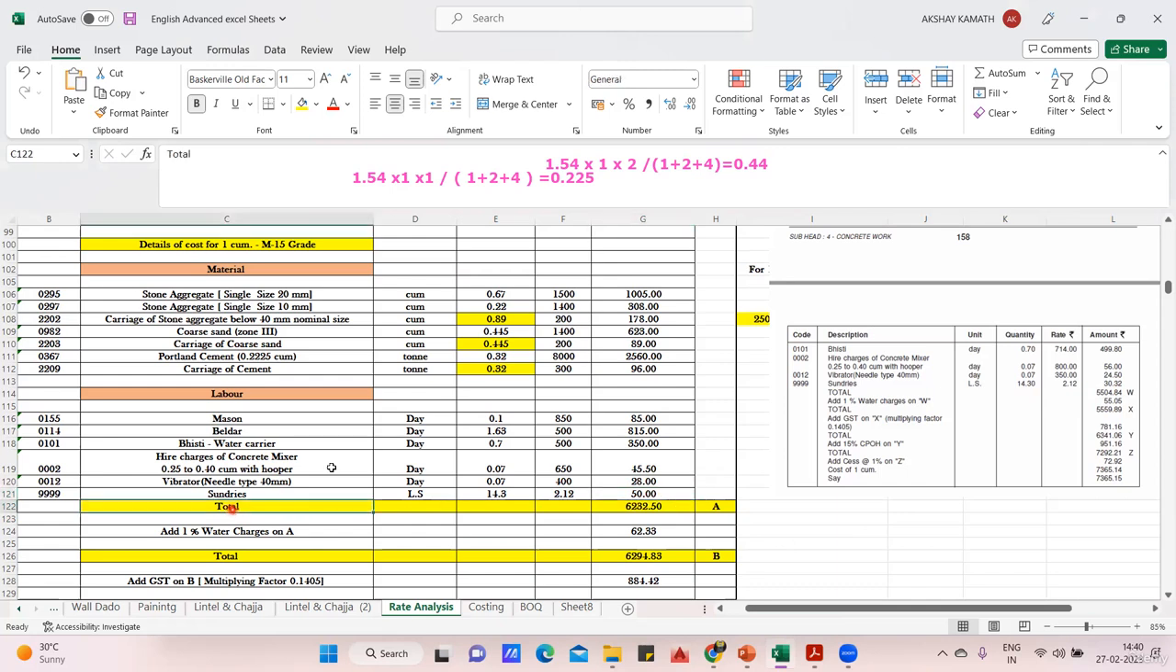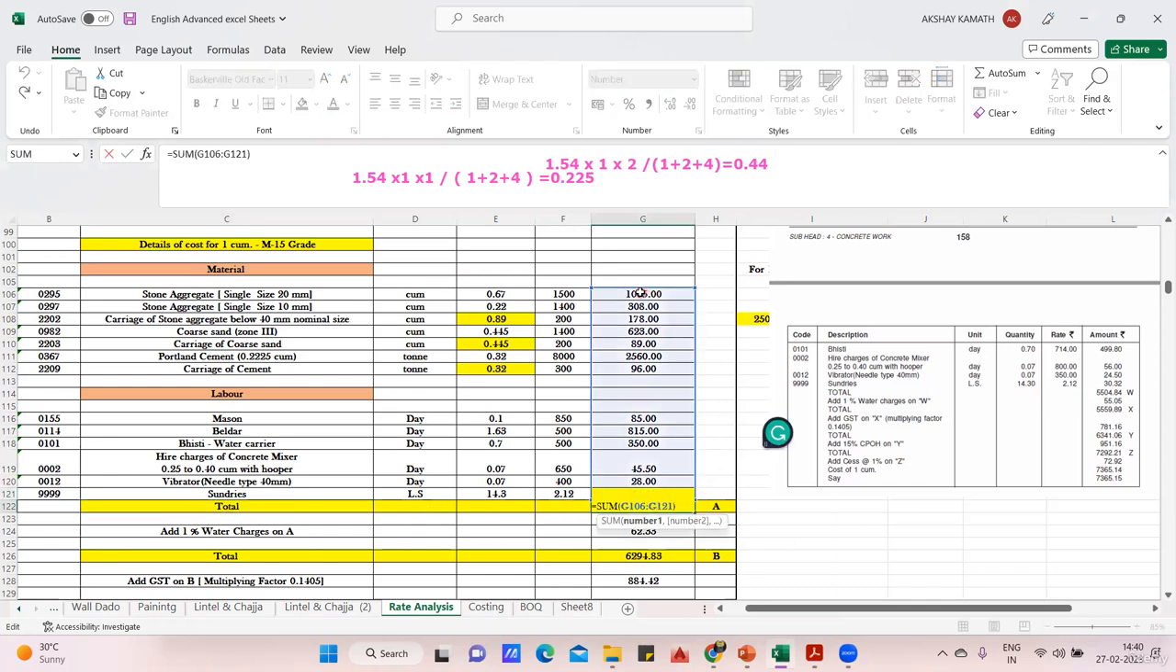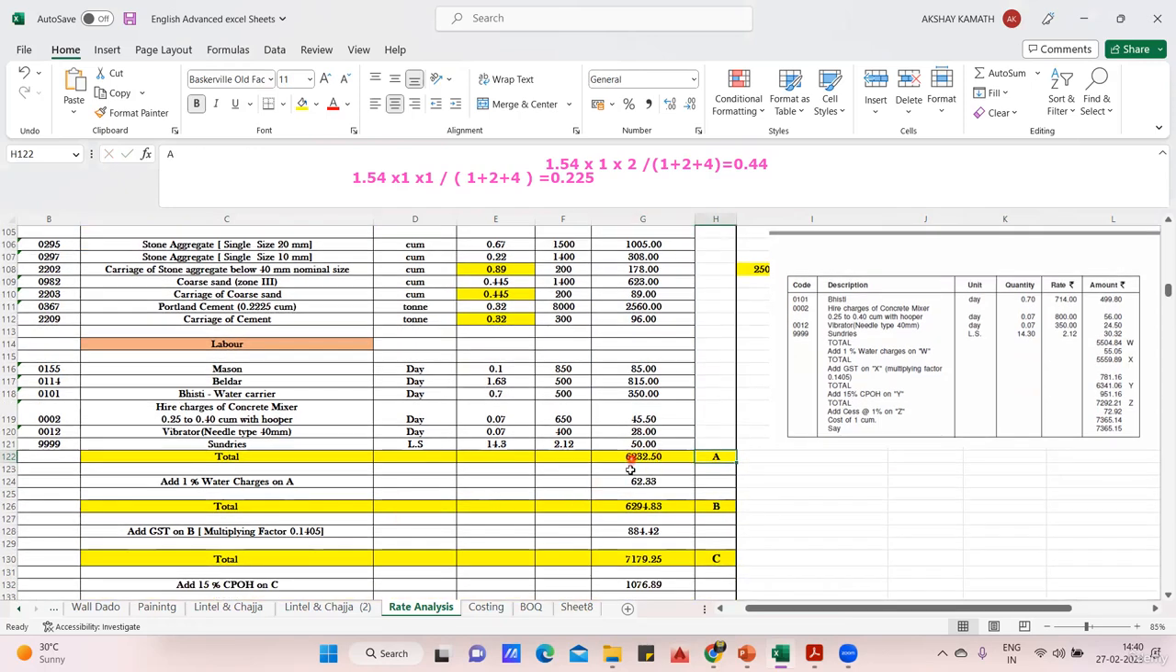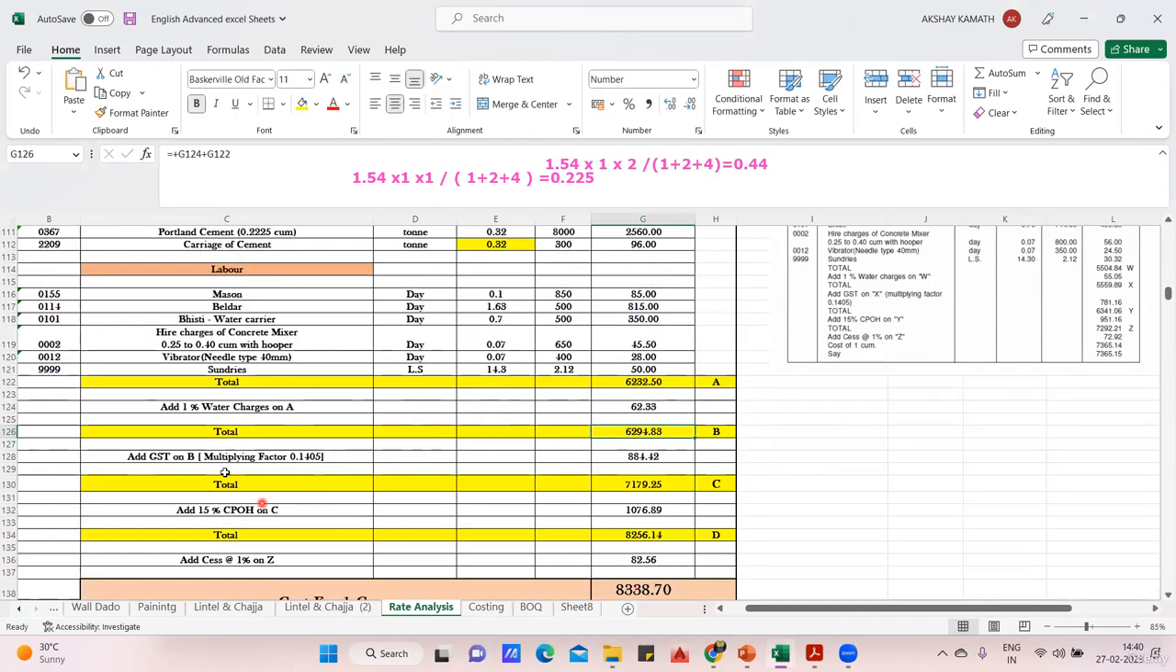Finally, once you finish everything, you come to the total. So the total will add everything right from here up to this part, up to the sundries. So it comes out to be 6,232 rupees. I'll give this the name A. Then I'll add 1% extra water charges on this. It comes out to be 62.33. So total will be 6232 plus 62.33. Next, I'll add a GST of around 14.5% on this. So 6294 into 0.1405 will be 884 rupees.